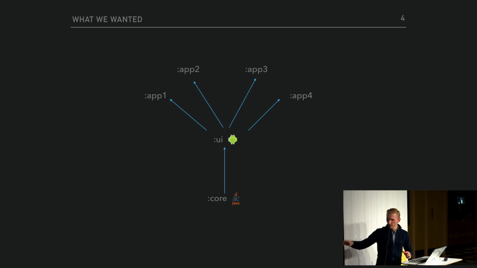You can have multiple layers here, you can have network, persistence, they can be separate modules. But what is important here is that we have two base layers. One is a pure Java layer, and the other one is an Android layer. But for simplification, we will just use two modules for that.